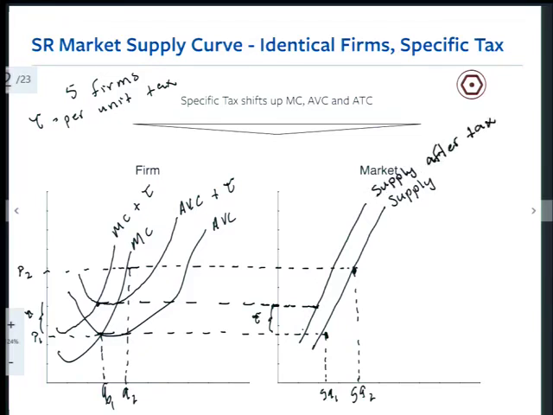Okay. So firm does something bad, we want to tax them. Market supply curve and the individual firm supply curve shift up by tau. That's the punchline. Yeah, question?